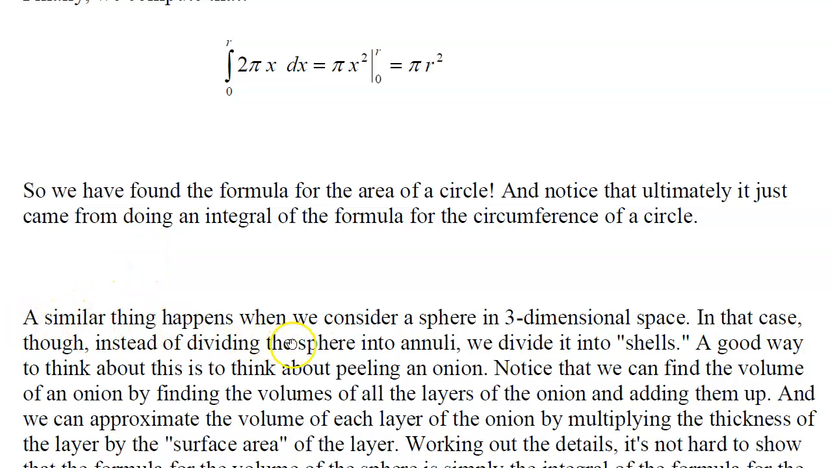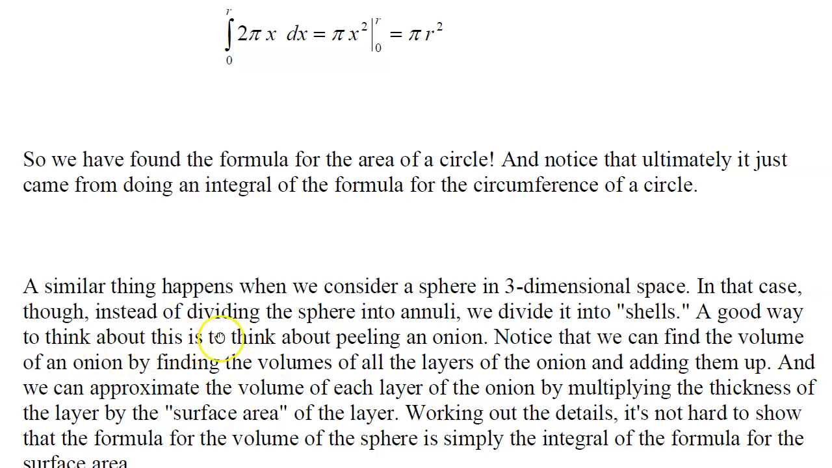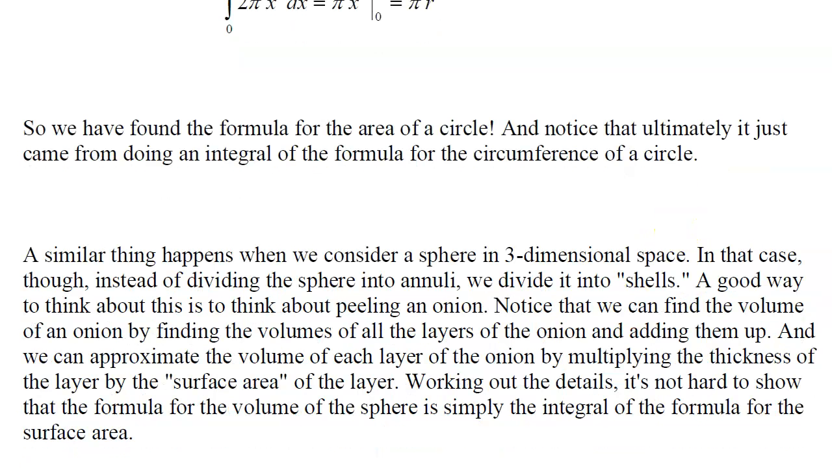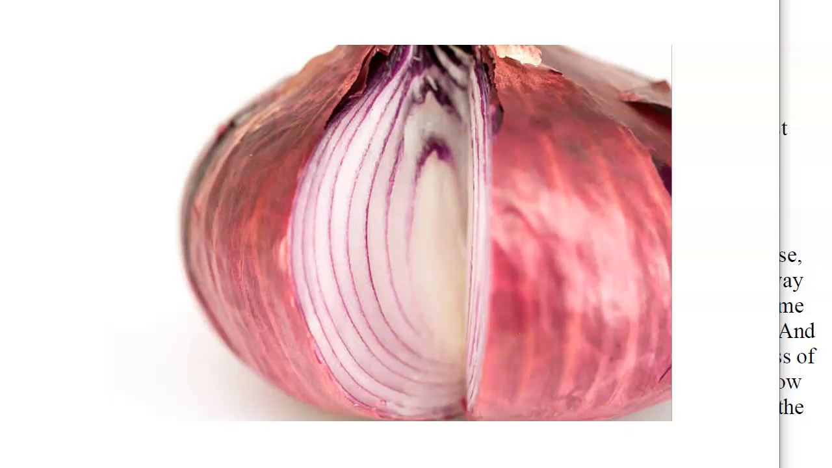Now, by the way, you can do the exact same thing in dimension 3. A similar thing happens when we consider a sphere in the 3-dimensional case. In that case, though, instead of dividing the sphere into annuli, we divide it into shells. And a good way to think about this is to think about peeling an onion. So I have a picture here of an onion.